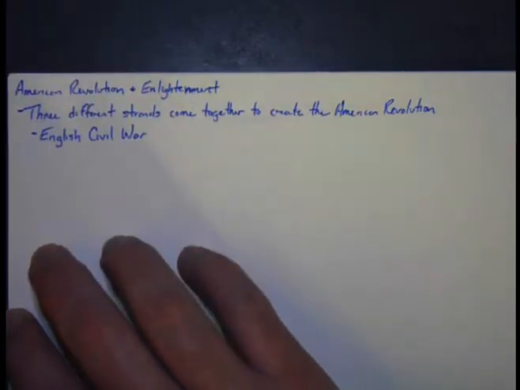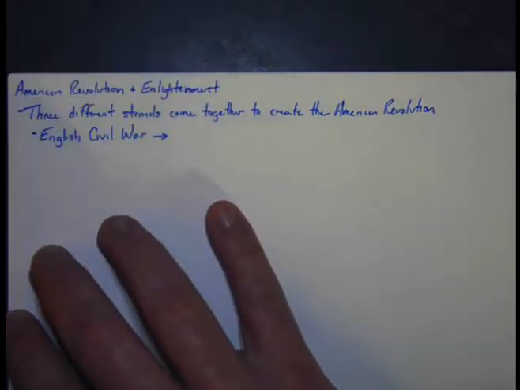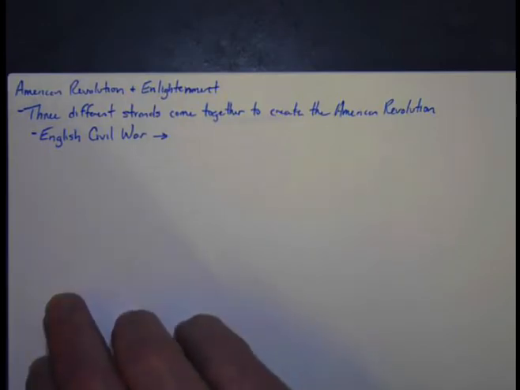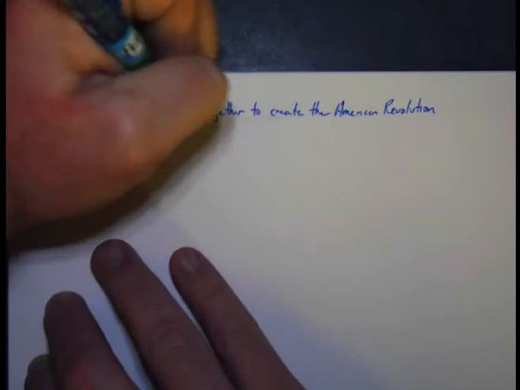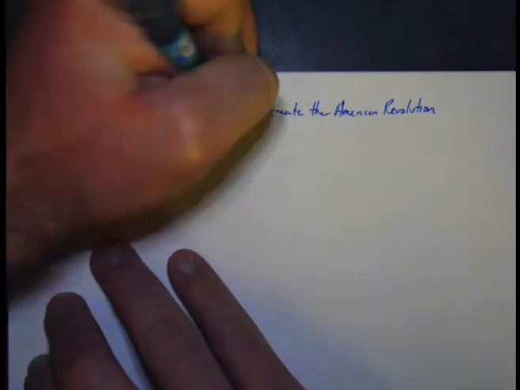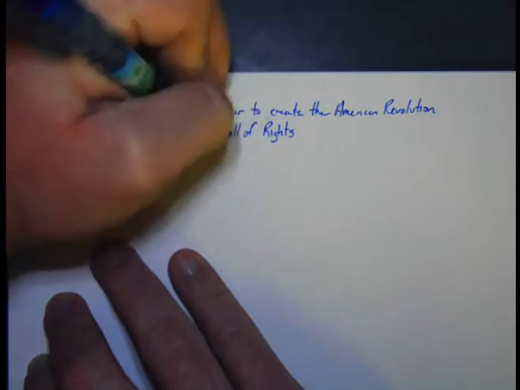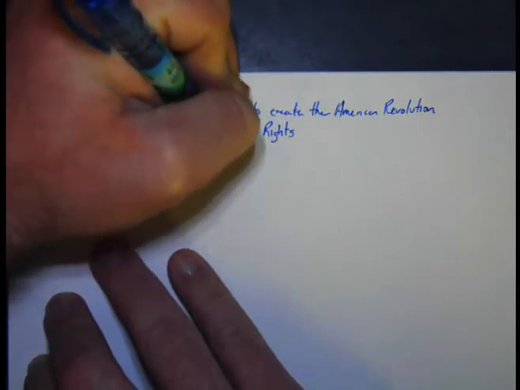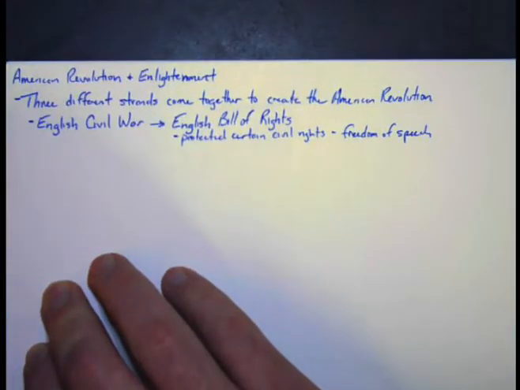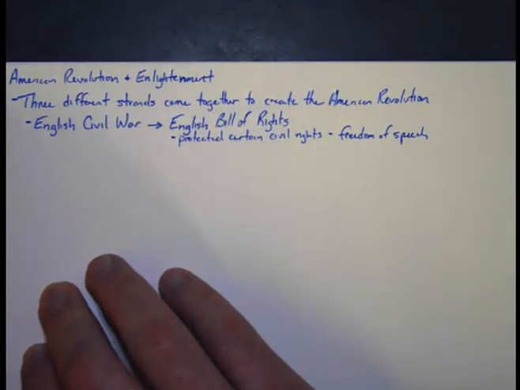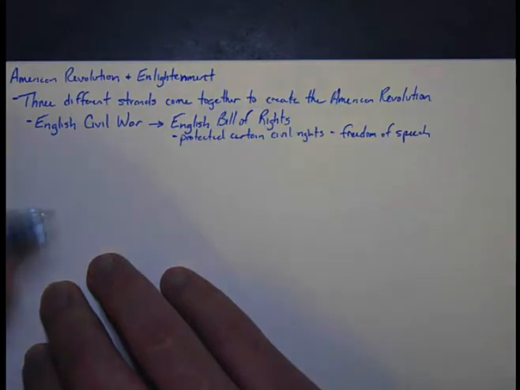Now, when we thought about the English Civil War, we briefly talked about this and how it gave us the idea of constitutional monarchy in England. It also gave us the English Bill of Rights. Now, among other things, the English Bill of Rights protected certain civil rights, like freedom of speech. And this is where we get a lot of the ideas from the American Bill of Rights. So they came from the English Bill of Rights.